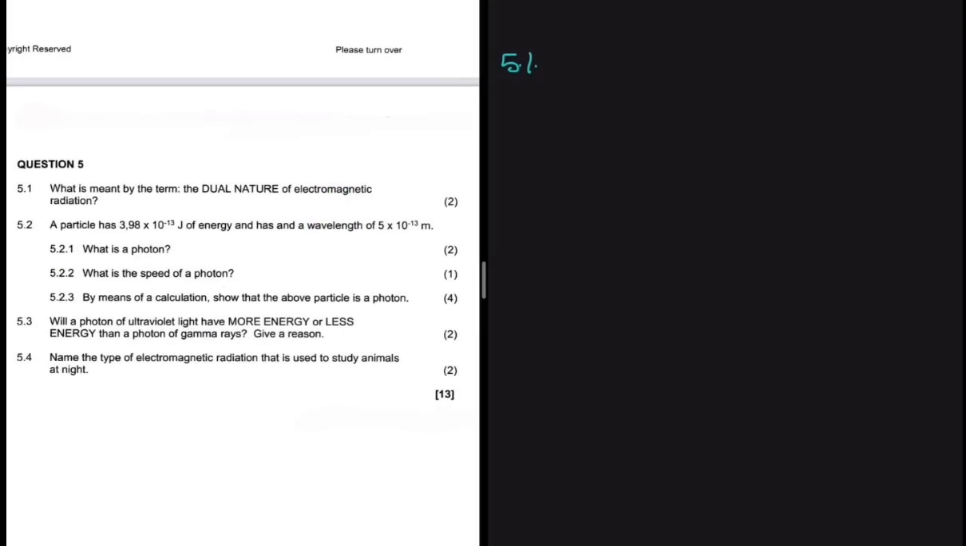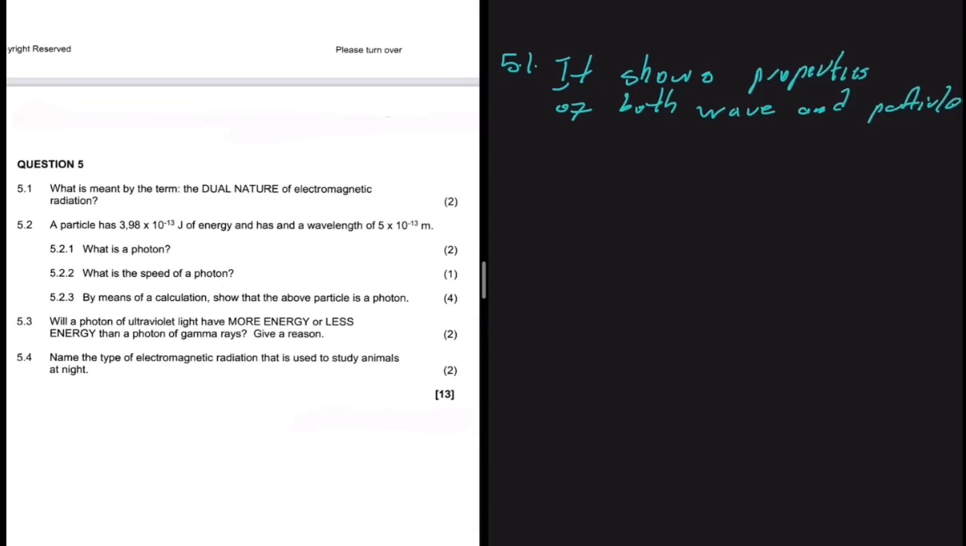In the introduction of electromagnetic radiation, you should have talked about the fact that it behaves as a wave and as a particle. That is what is meant by the term the dual nature of electromagnetic radiation. It shows properties of both wave and particle. In grade 11, there's a topic on the wave nature of electromagnetic radiation. And then in grade 12, you're going to explore the particle nature of electromagnetic radiation.